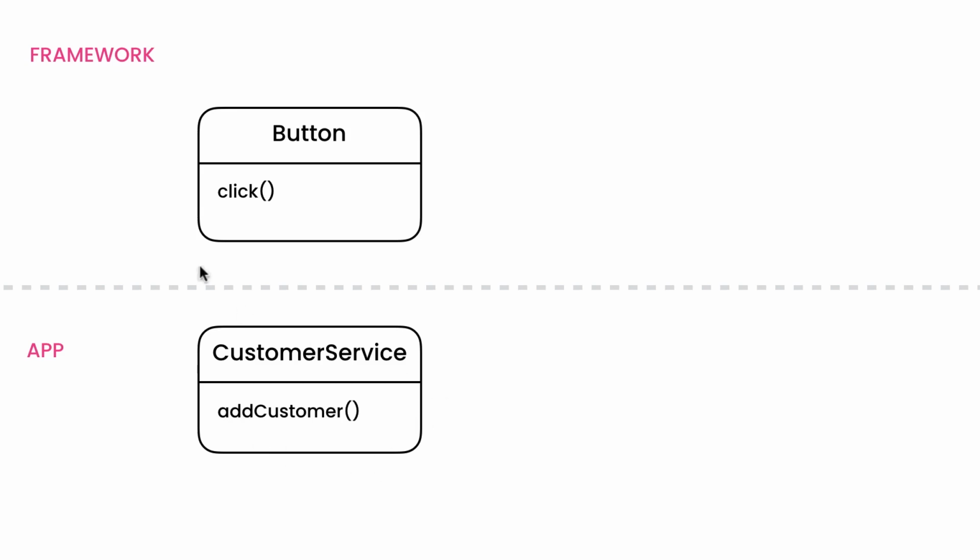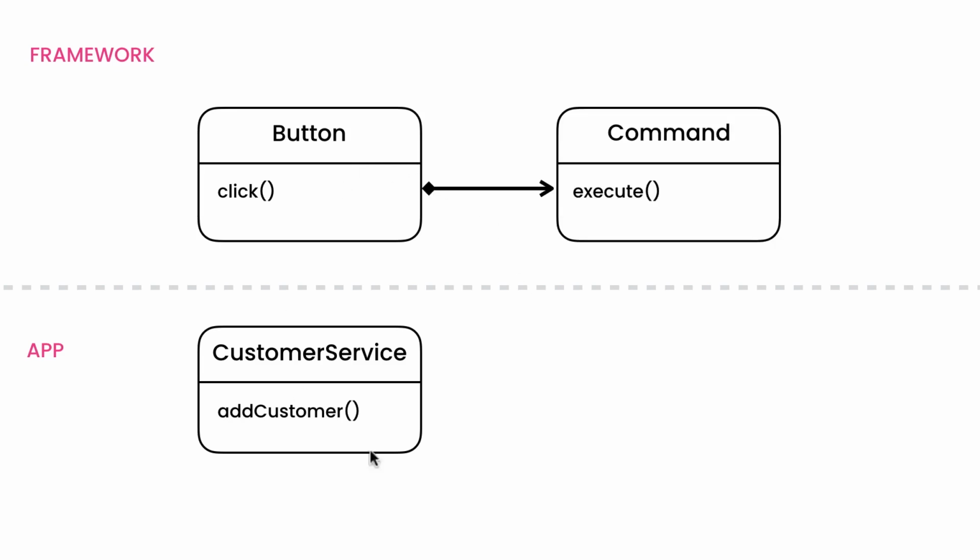Now, when we're designing this framework, when we're implementing the button class, we are not aware of this customer service class, and we shouldn't be either. We don't want to couple this implementation to a class like customer service, because what happens when we click a button will vary from one case to another. So we want this class to talk to an interface. That is the command interface with a single method called execute.